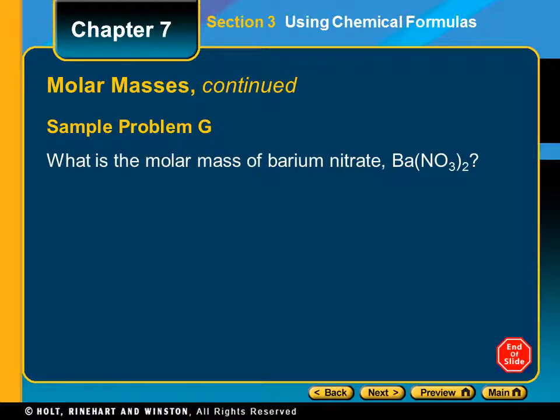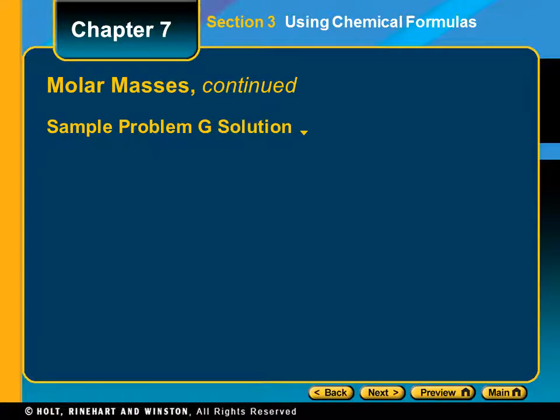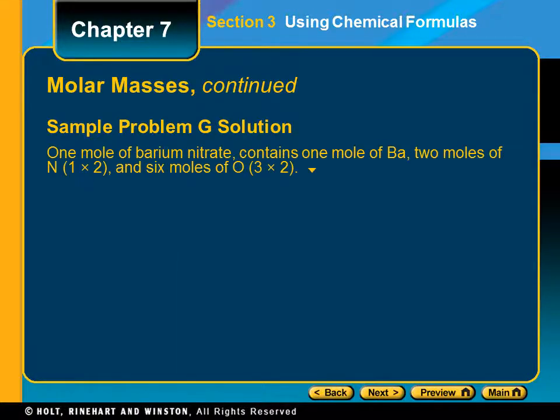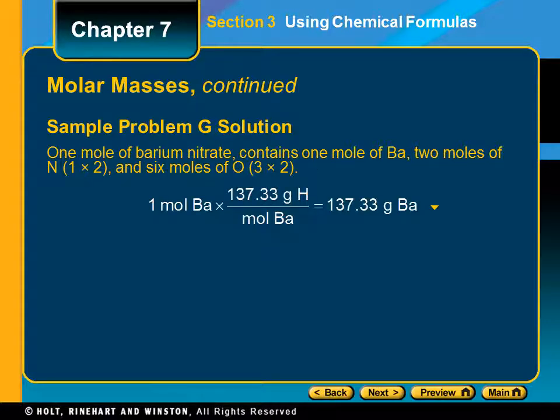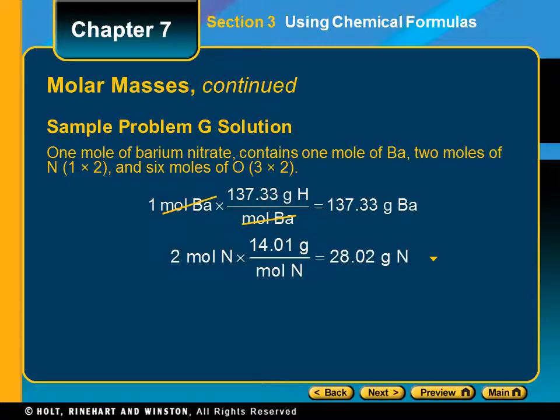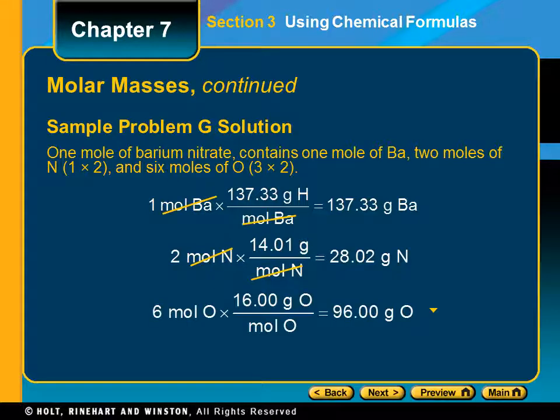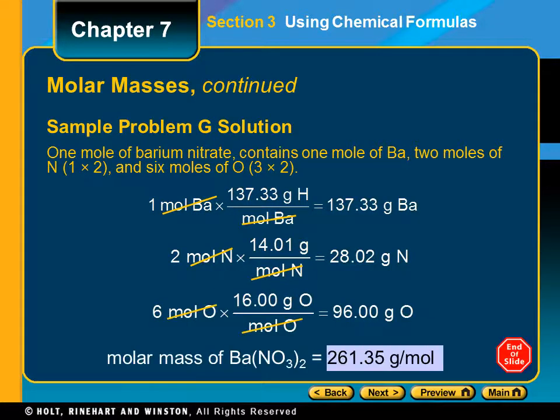So what's the molar mass of barium nitrate, Ba(NO3)2? 1 mole of barium nitrate contains 1 mole of barium, 2 moles of nitrogen, 1 times 2, and 6 moles of oxygen, 3 times 2. Figure out the mass for barium, for nitrogen, and for oxygen. The molar mass of barium nitrate is 261.35 grams per mole.